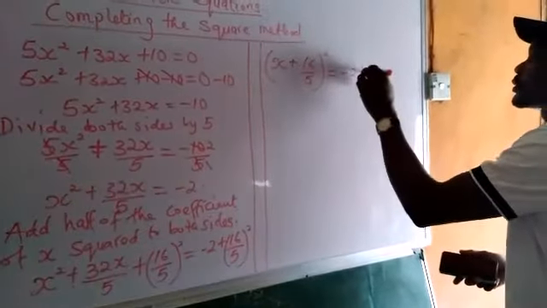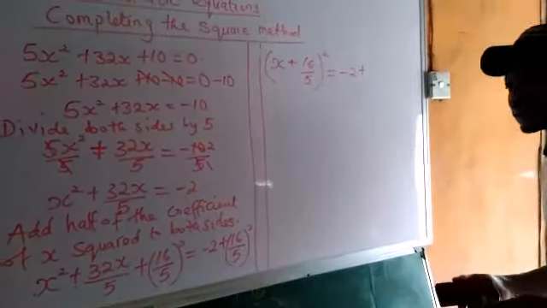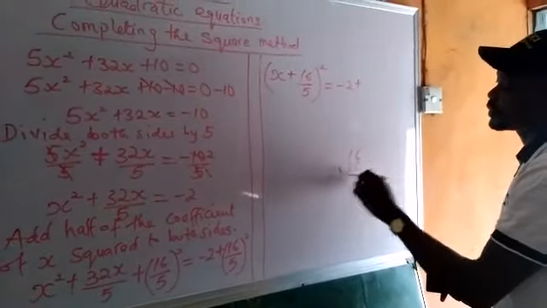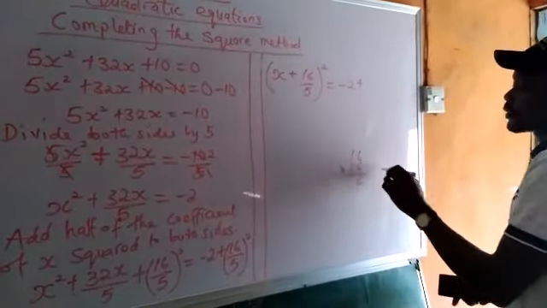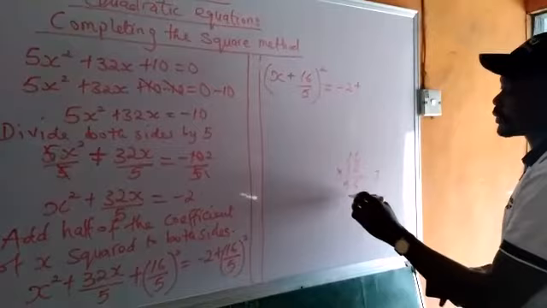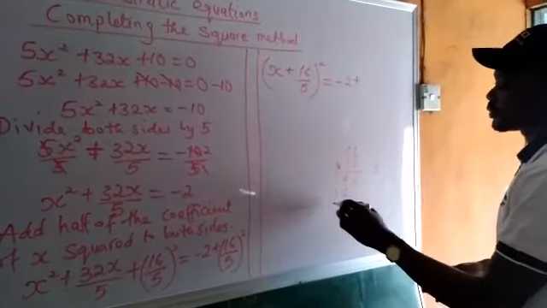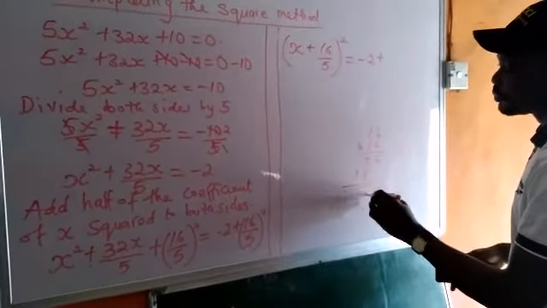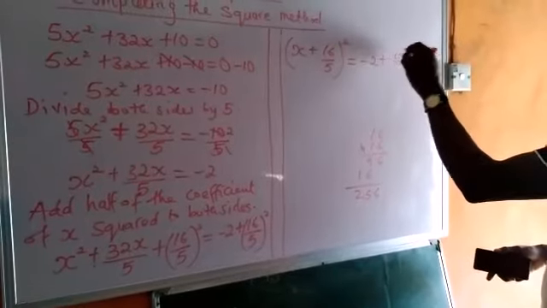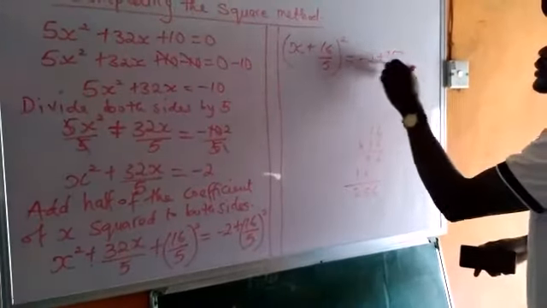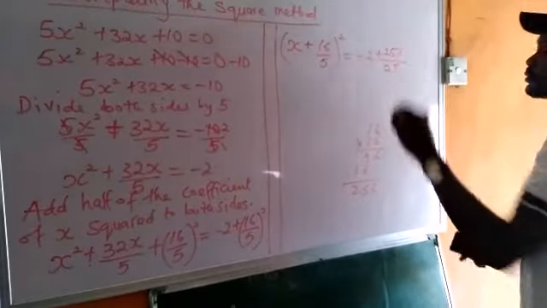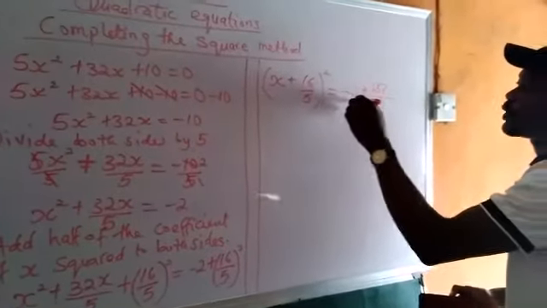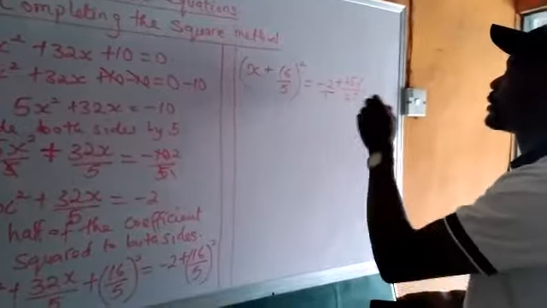So plus, what is 16 squared? 16 times 16, 6 times 6, 36, 3, 9, 6, 1. So that should be 256 all over 5 times 5, 25. So this is what we will arrive at. We can say this one equals over 1. Then after that you simplify this.